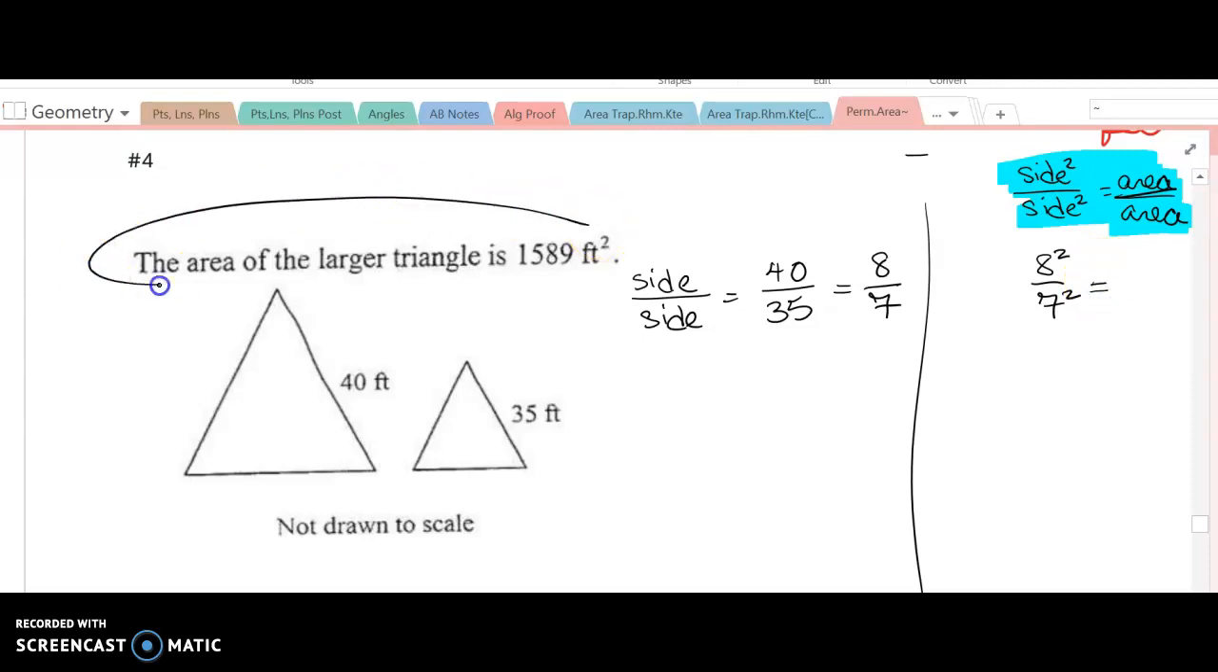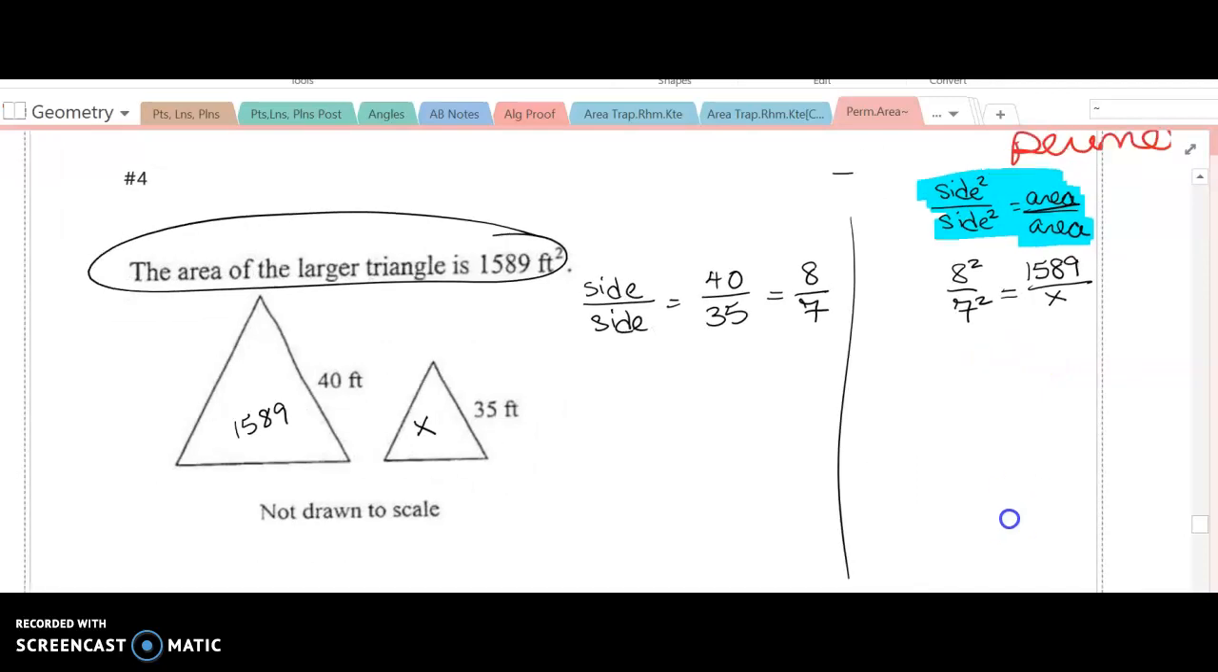Okay, then I know that the area of the big one is 1589. So I'm going to put 1589 on top of my fraction here. And I don't know the area of the little one. That's what I'm looking for. So I'm going to call that x. So I've got area 1589 to area x, side squared to side squared. So then, order of operations.